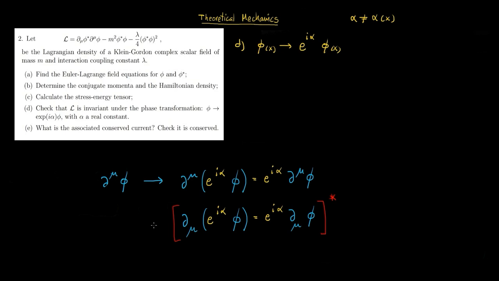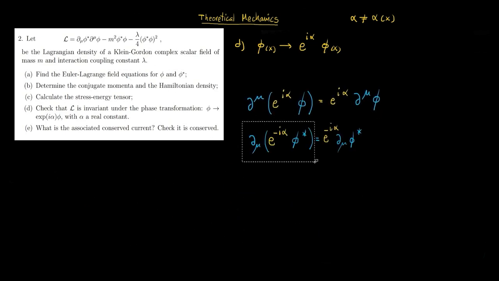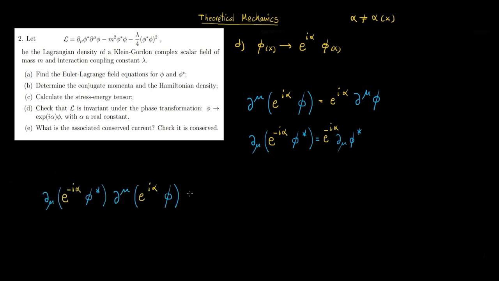So from this we will have partial mu of e to the minus i alpha phi star equals e to the minus i alpha partial mu phi star. So combining these two equations, we have that this term times this term is the same as this term times this term. These exponentials cancel each other out, so we finally have the same thing.